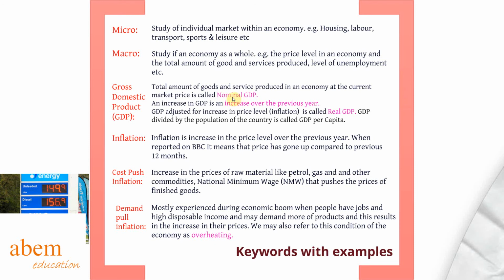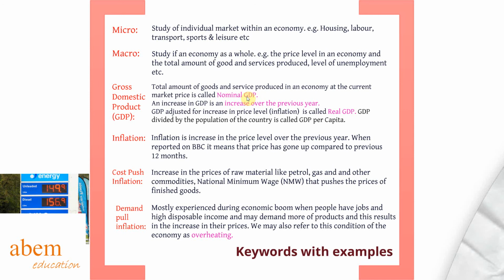What I've done over here is highlight these keywords in purple, which, if used in examination scripts, are keywords which examiners normally emphasize. An increase in GDP is an increase over the previous year. So let's say, for example, if the GDP has gone up in 2013, then we are saying it is over the previous year, which was 2012.